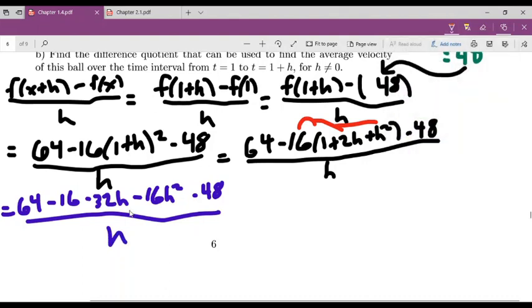Change colors again. What you'll notice is if you combine negative 16 and negative 48, you get a negative 64. So if you want to, you can cancel out the 64 with the negative 16 and the 48, and that essentially becomes 0. So what you're left with here is a negative 32h minus 16h squared, where you can then, if you're following, take your time, pause if you need to, catch your breath, you can cancel this h with this h and one of these h's, so that what you get is negative 32 minus 16h.